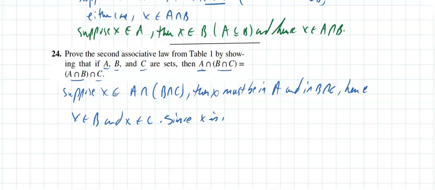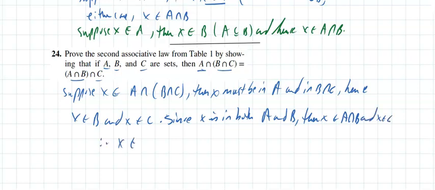Since X is in both A and B, then X belongs to A intersected B. And X belongs to C, therefore X belongs to A intersected B and C. Now the other way around. Again, it's an equality, so you have to go forward and backwards.